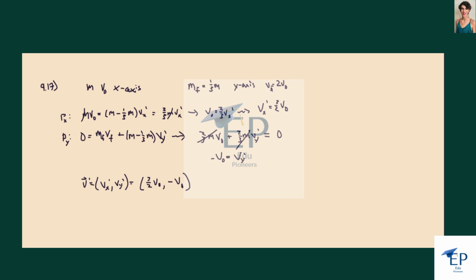So now let's put this in ij notation as it asks, and this is the same thing as saying 3/2 v naught i hat minus v naught j hat. And this is our final velocity vector. Awesome. That's the whole problem.